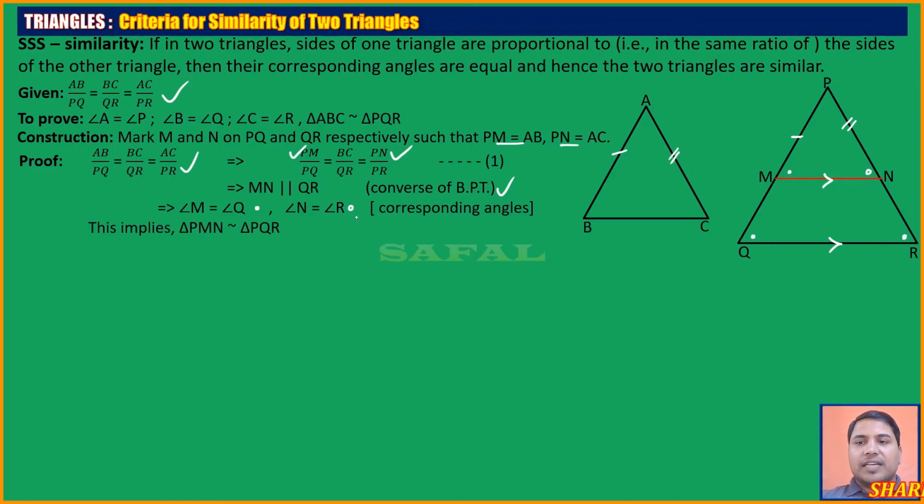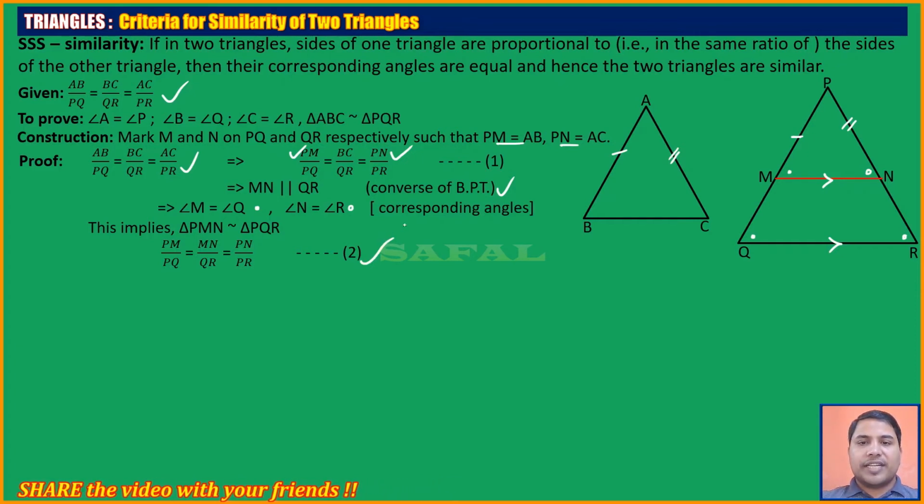just now we have seen angle similarity. So I can see that in triangle PMN and in triangle PQR, two angles are equal. Angle M equals angle Q, angle N equals angle R. So I can say that triangle PMN is similar to triangle PQR. Now the triangles are similar, so again sides will be proportional. So PM by PQ should be the same as MN by QR, which should be the same as PN by PR. So I am calling this equation 2.